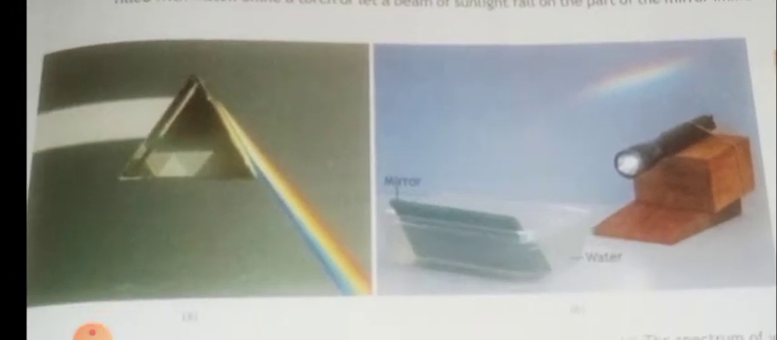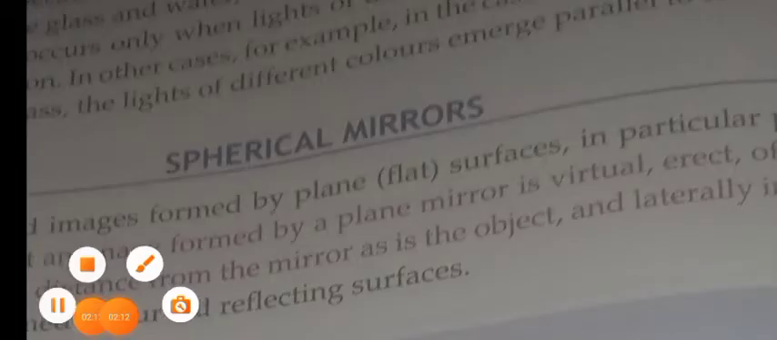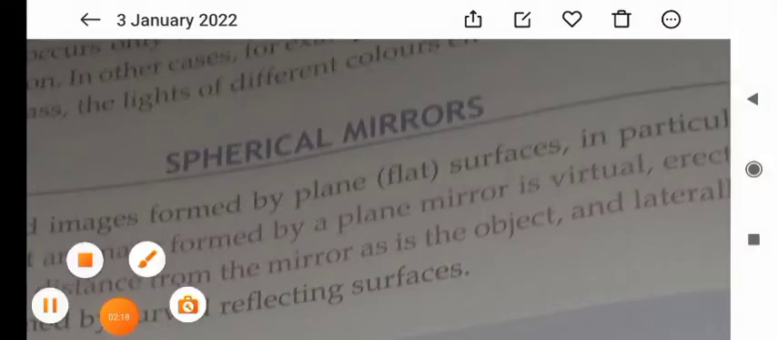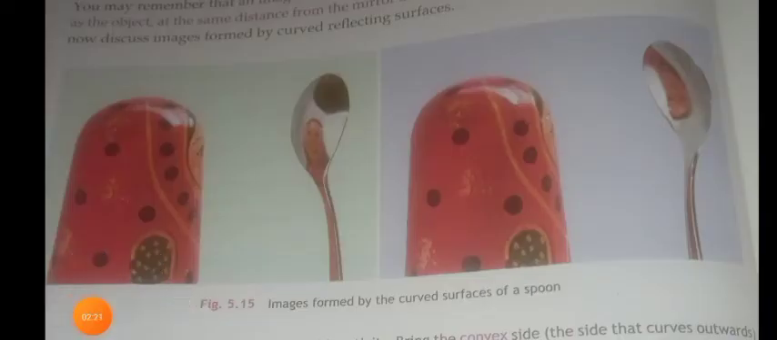Did you understand this? Hope you have understood. Okay, now the next topic is spherical mirrors. So, what are spherical mirrors? Mirrors with curved surfaces are called spherical mirrors.